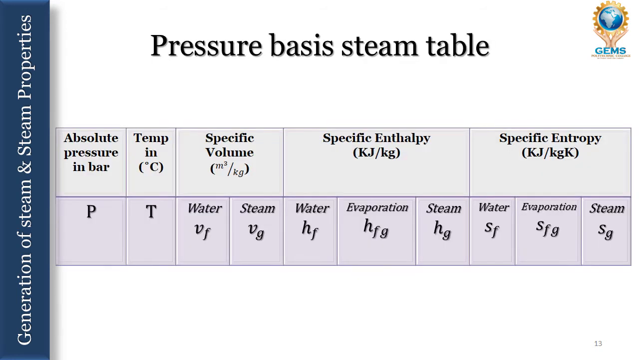This is how the pressure basis steam table looks. The first column gives the absolute pressure in bar. The second column gives the temperature in degrees Celsius, which is the saturation temperature corresponding to the pressure. Next is the specific volume. Two values are given for a particular pressure: the specific volume in liquid form, that is water, and the specific volume in vapor form, that is steam.